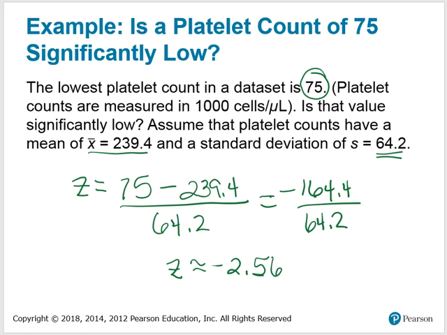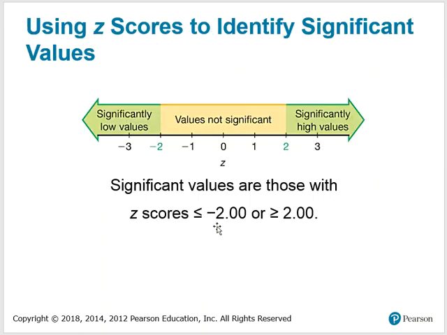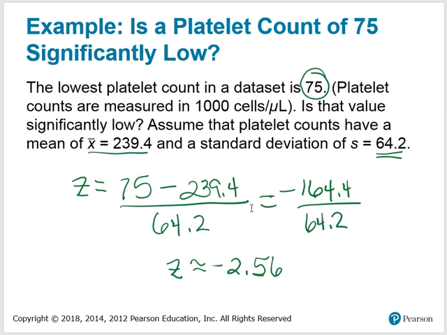So is this statistically significant? Well, if we're using the fact that if it is less than -2 or more than 2 then it is, since this is less than -2, we are saying it is statistically significant.